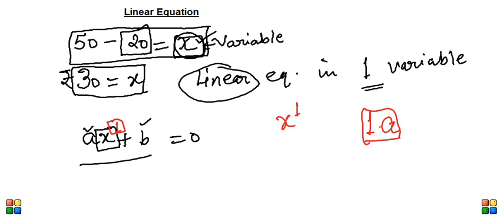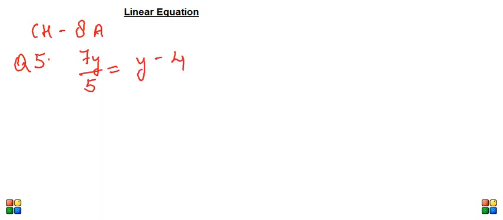Now if I move towards problem solving of this linear equation, from chapter 8 exercise A, we will discuss question number 5 first. Question number 5 is 7y divided by 5 is equal to y minus 4. I want to solve this question so that you can understand how this type of linear equation problem, when given in equation form, can be simplified.